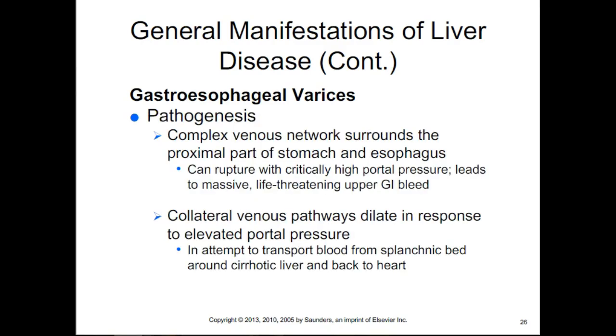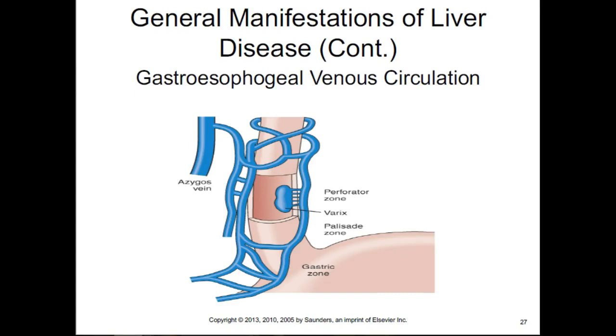Right, so the pathogenesis of these varices. The venous network surrounding the proximal part of the stomach and esophagus can rupture when it's at critically high pressure, leading to a massive, life-threatening upper GI bleed. And collateral venous pathways dilate in response to elevated portal pressure. So basically, in an attempt to transport blood from the splenic bed around the cirrhotic liver and back to the heart. So you can see here some of the gastroesophageal venous circulation.